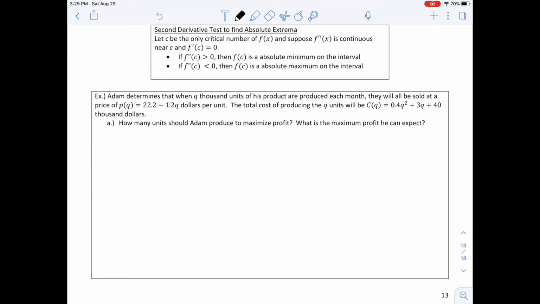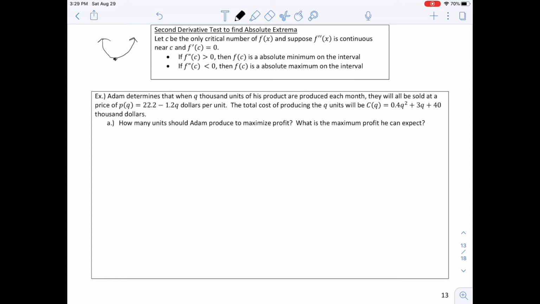The next thing in our notes we have is called the second derivative test to find an absolute extrema. It says let c be the only critical number of f of x, and suppose the second derivative is continuous near c, and the first derivative is equal to 0 at c. So the first bullet point says if the second derivative at c is greater than 0, and remember greater than 0 meant that this was concave up, then f of c is an absolute minimum on the interval.